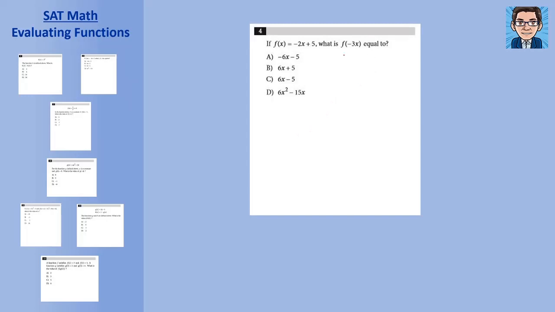Okay, on this problem we're putting in negative 3x for x. So f of x is negative 2x plus 5. So f of negative 3x, let's put negative 3x in parentheses, so we realize that we're multiplying the negative 2 by the whole thing, negative 3x. Negative 2 times negative 3x is going to be positive 6x plus 5. And we get B as our final answer there.